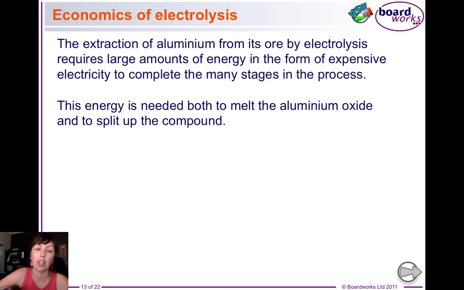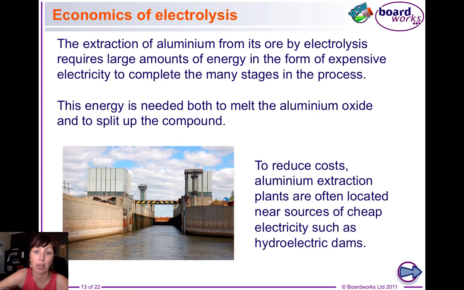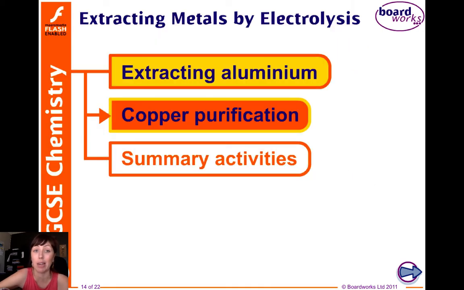Okay, so the economics of electrolysis. The extraction of aluminum from its ore requires a large amount of energy in the form of expensive electricity to complete the many stages of the process. And you saw in that video, it's a very lengthy, large-scale process. This energy is needed both to melt the aluminum oxide and to split up the compound. So to reduce costs, aluminum extraction plants are often located near sources of cheap electricity, like hydroelectric dams.